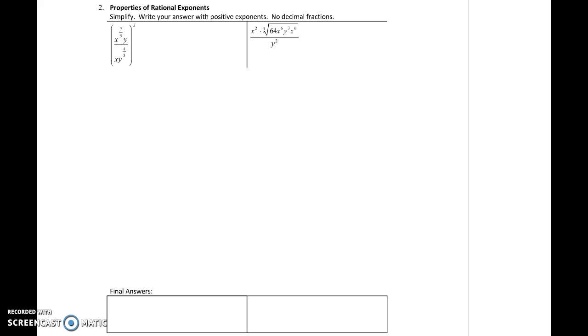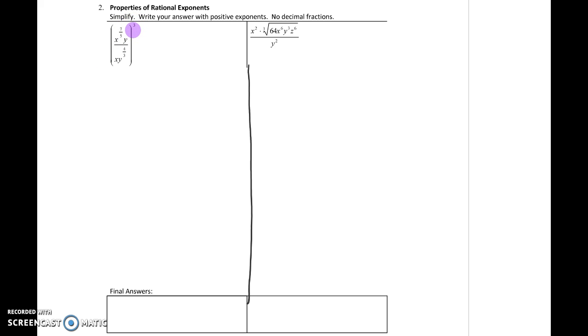Anyway, it says simplify, write your answer with positive exponents, no decimal fractions. Yes, that is correct. No decimal fractions. You should leave them all as improper fractions that are positive. So this is like two separate problems. All right, so the first thing we got to know is that this is all cubed.